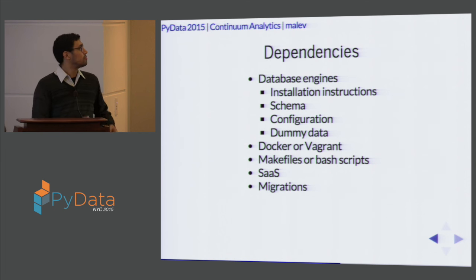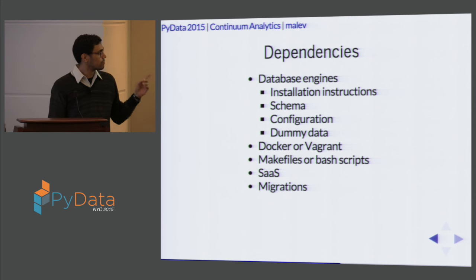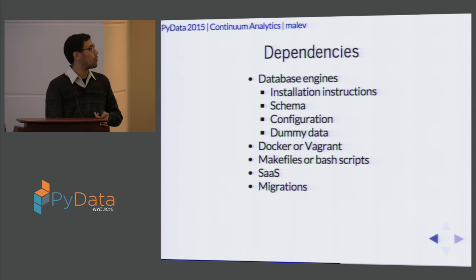Whether it's a database, we usually have to take into account installation instructions, which are very tricky because they're not the same whether you're using Windows, Linux, or OS X. So if you want your team to have access to your deployment environment very quickly, you should document the steps that you're taking to install the database engine. You also want to share the schema and the configuration or dummy data in case you need it.